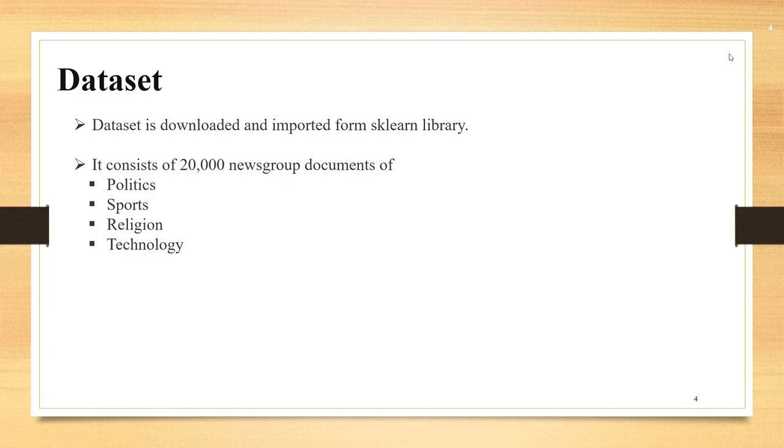So moving on to the dataset, we have downloaded our dataset from the sklearn library, and it basically consists of 20,000 newsgroup documents which are categorized into four categories, which are politics, sports, religion, and technology. So this dataset consists of only these four categories, and whatever document or paragraph is contained in this dataset will only talk about these categories.